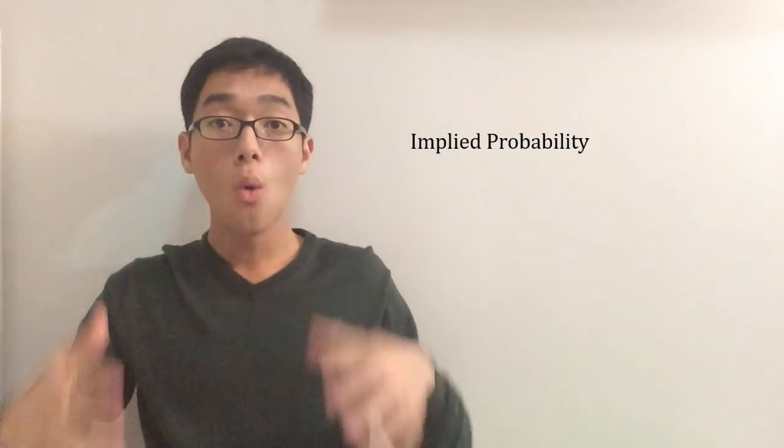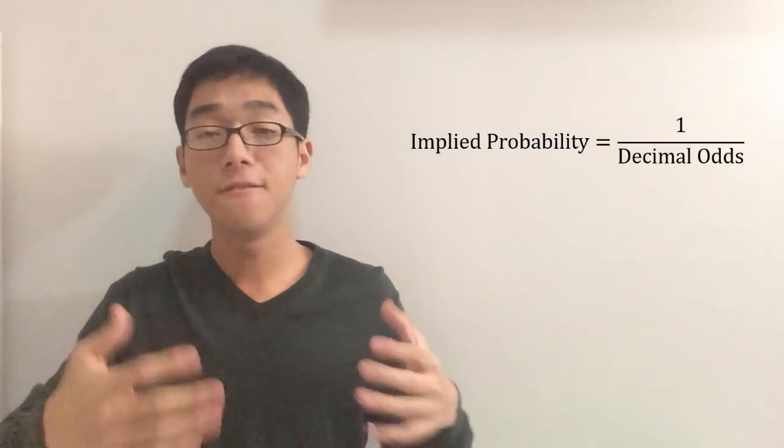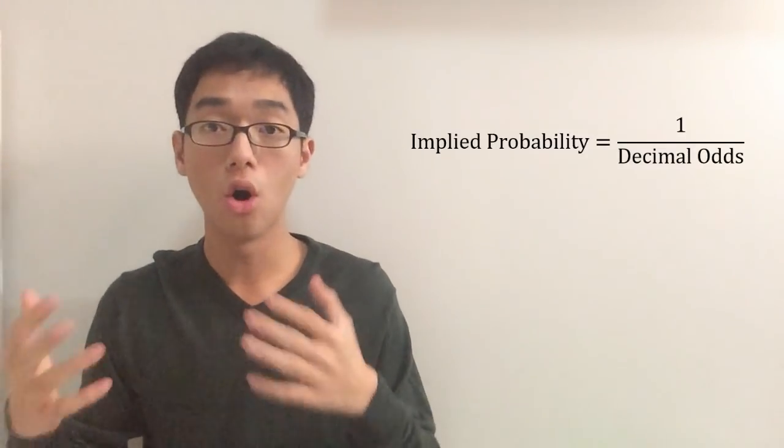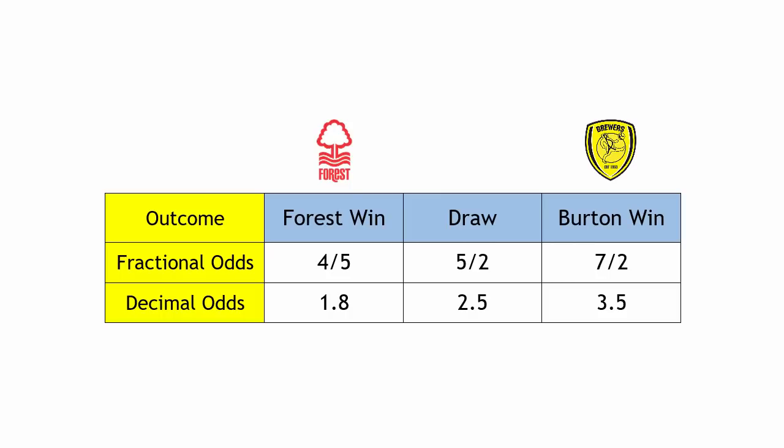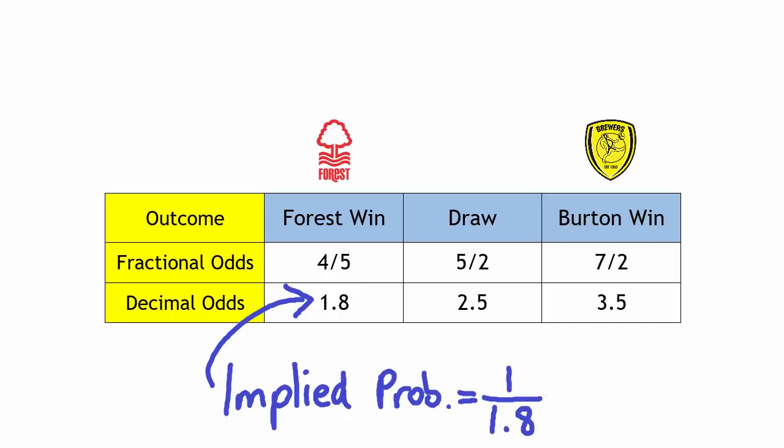Now for books like these, we can find something called the implied probability, which is equal to 1 divided by the decimal odds. So for example, this bookmaker is saying the odds of Forest beating Burton Albion is 1.8, and so their implied probability of that happening would be 1 divided by 1.8, which is about 55.6%.